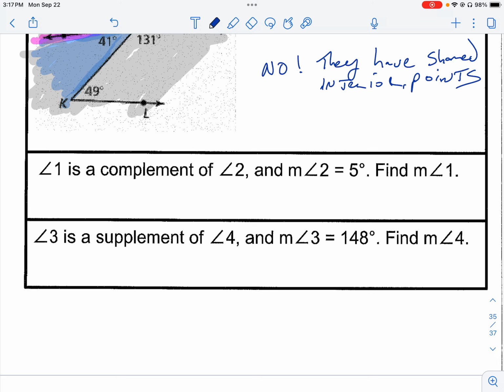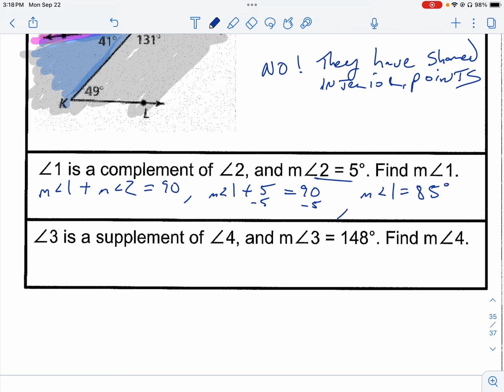All right, last two. We have a complement and a supplement to find a missing angle. Pause the video, find them, and then we'll move on. All right, so measure of angle 1 plus the measure of angle 2 equals 90. And we know 2 is 5, so the measure of angle 1 plus 5 equals 90. So the measure of angle 1 equals 85 degrees.